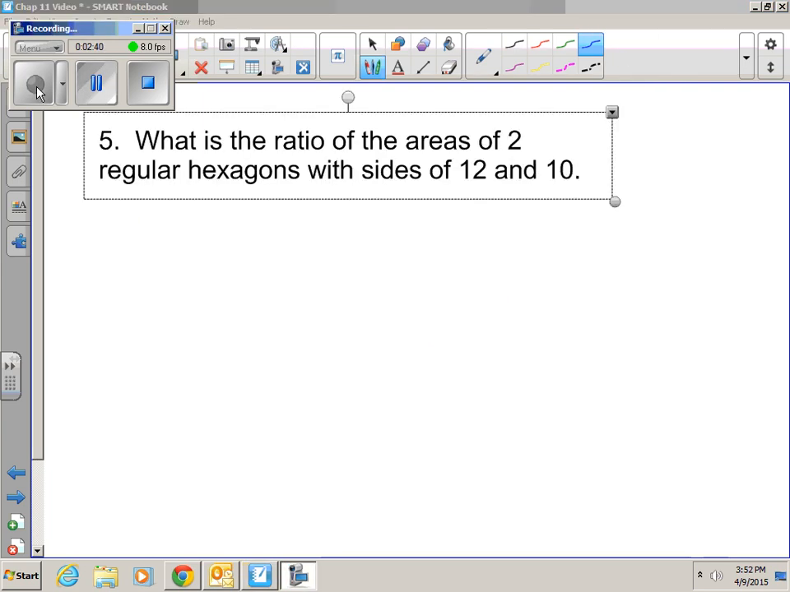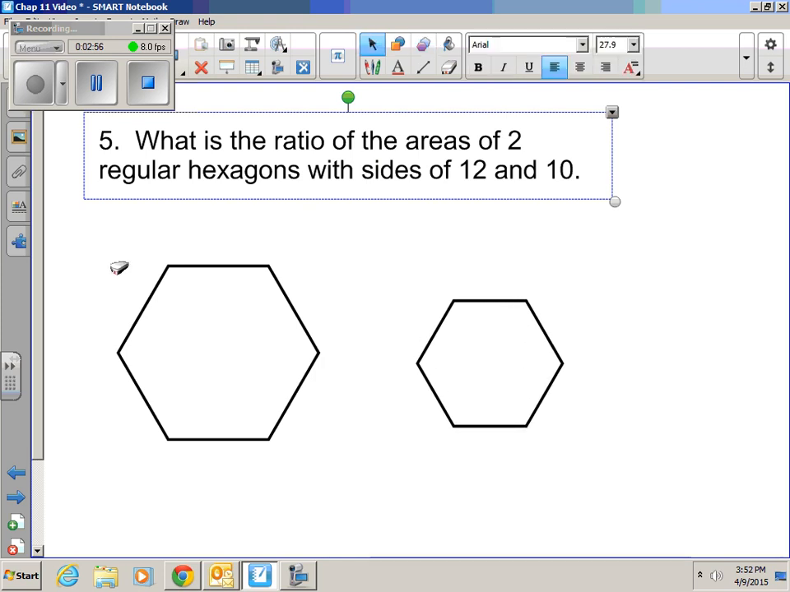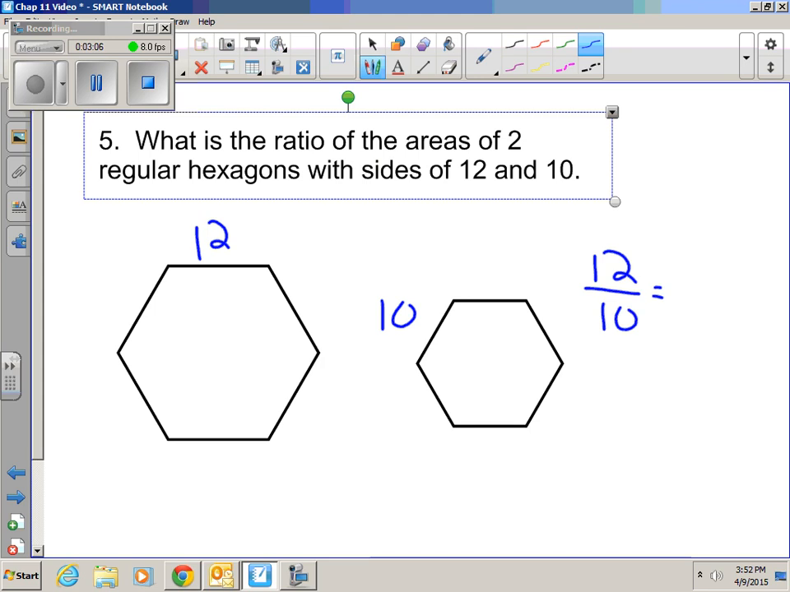All right, what's the ratio of the areas of two regular hexagons with sides 12 and 10? Well, my favorite motto is, if there ain't no picture, draw one. So I have one hexagon, I have another hexagon, and their lengths are 12 and 10. The ratio of their lengths is 12 to 10, which equals 6 to 5.